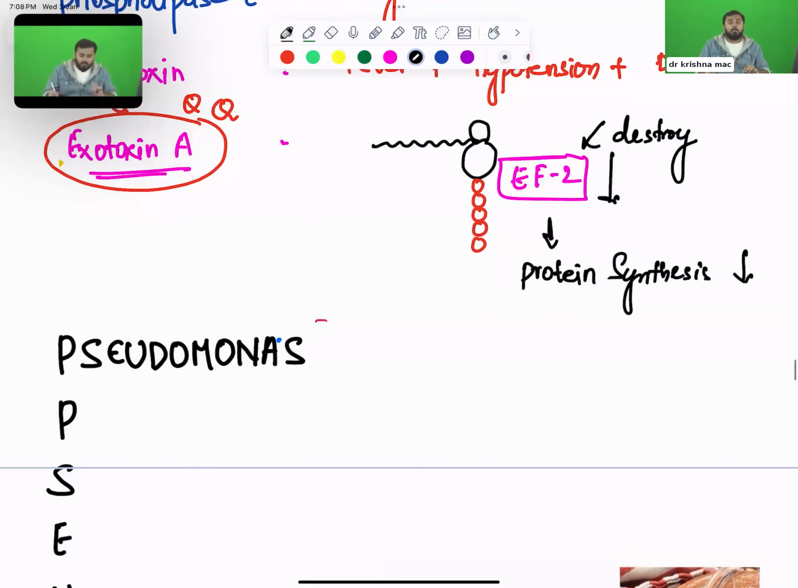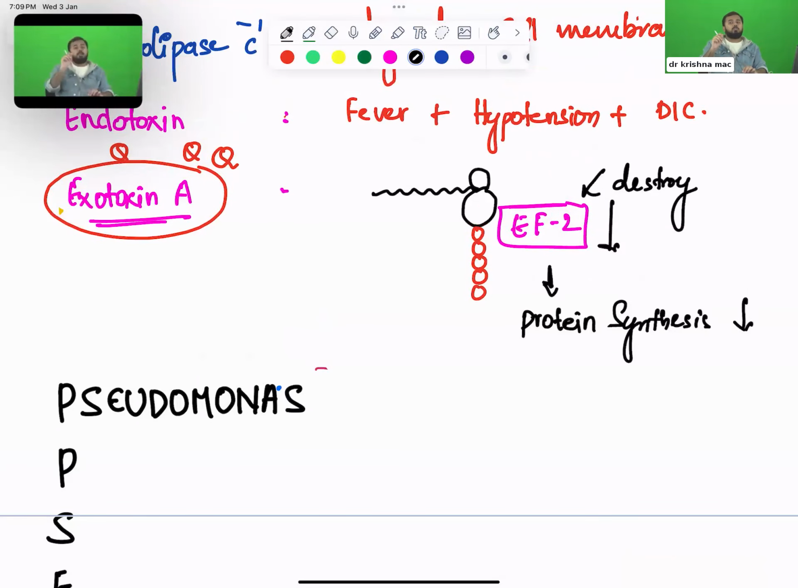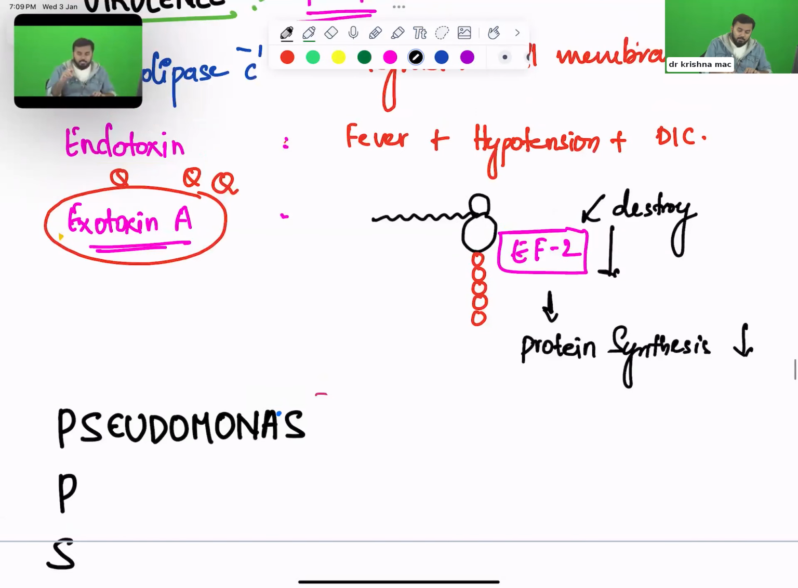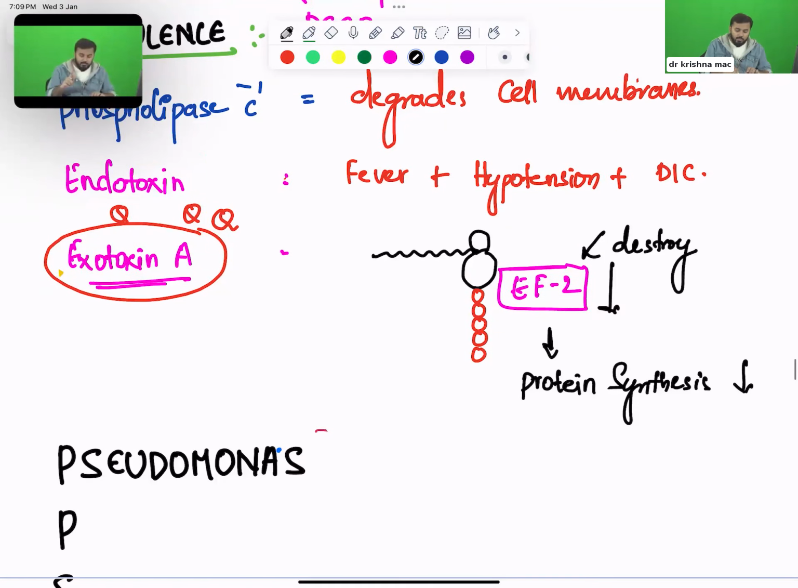Don't worry about each and every toxin, about their mechanism of action. Separately, I will make a table and I will write it down later on. But for now, as we are discussing this, remember this. Again, I'm stressing this point, very, very important: exotoxin A, elongation factor 2, protein synthesis. Very, very important concept.